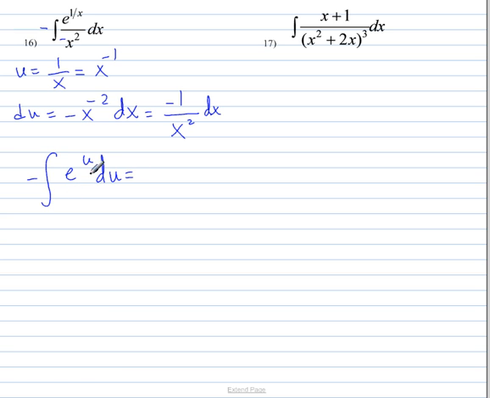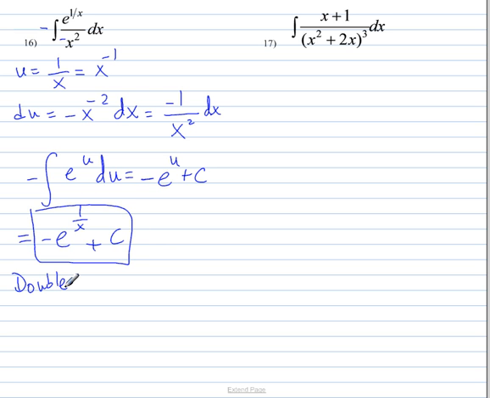And the antiderivative of e to the u du is e to the u plus c. When we have this negative 1, we just multiply it by negative 1. So it's really negative e to the u, which is 1 over x, plus c. We're going to double check, but this is our answer.